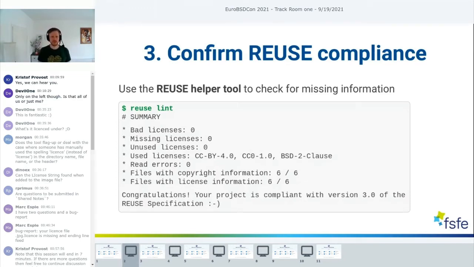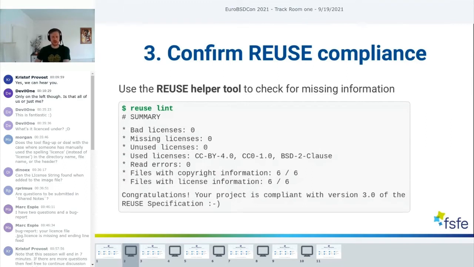Then the third and last step is to confirm reuse compliance. So you can install the reuse helper tool to check for missing information. The helper tool is a Python tool, quite easily installed, quite lightweight, which can also be used in CI pipelines, by the way. And you just run the reuse lint command within your repository. It goes over every single file in the repository which is not ignored, for instance, and checks whether for every single file there's copyright and licensing information available.